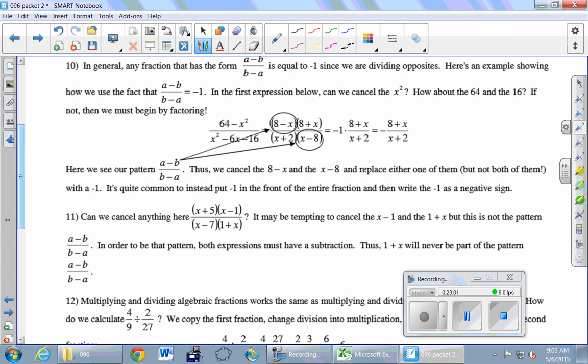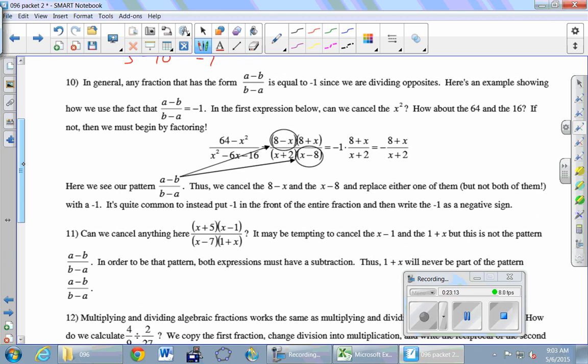Downstairs is a box method. Again, we're going to save a little time here. I'm just going to say the answer is this. You will get there by using the box. Now here's the pattern. It's circled. 8 minus x over x minus 8. That is this a minus b over b minus a pattern. Do you see it? There's fundamental things happening to recognize that pattern. You've got to have a fraction. You've got to have 2 terms separated by what?